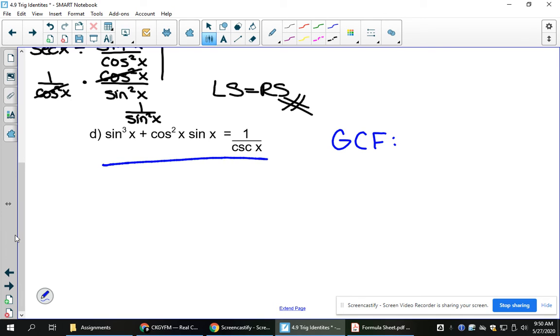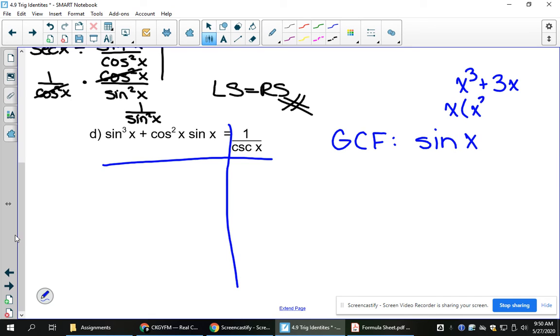I'm GCFing on the left side of the equal sign, and I'm trying to take out something that's common to both terms there. I've got a sine cubed, and I've got a cos squared sine. They both have sine in them. I'm going to take it out. Just like if I had an x cubed plus 3x, I could GCF out the x and get x squared plus 3. Same idea, but instead of it being an x, now it's going to be a sine x.